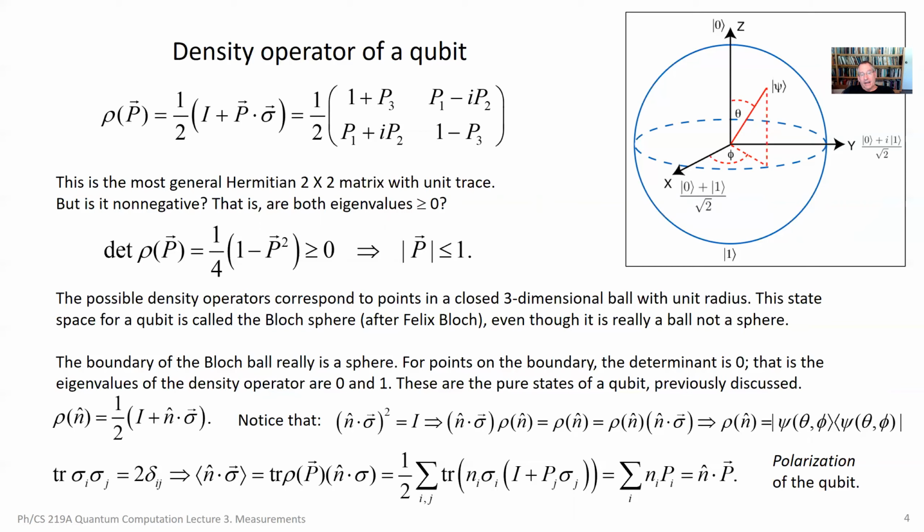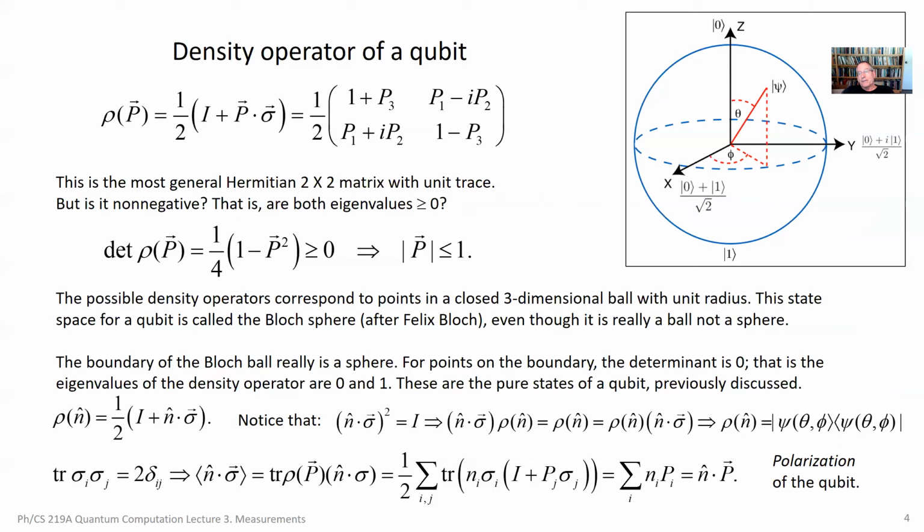And for a non-negative density operator, that's got to be non-negative, which means that the length of this vector has to be less than or equal to 1. If it's less than 1, then the determinant is non-zero, and that means that there are two non-vanishing real positive eigenvalues, and if it's equal to 1, then the determinant is 0. And that's the case of a pure state, where one of the eigenvalues is 1, and the other eigenvalue is 0.